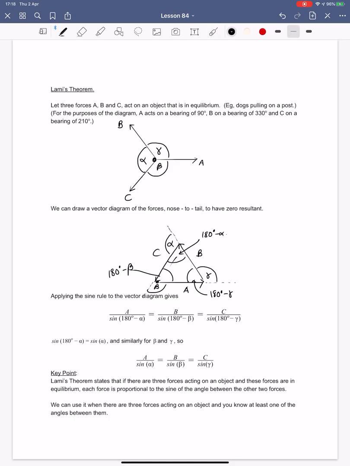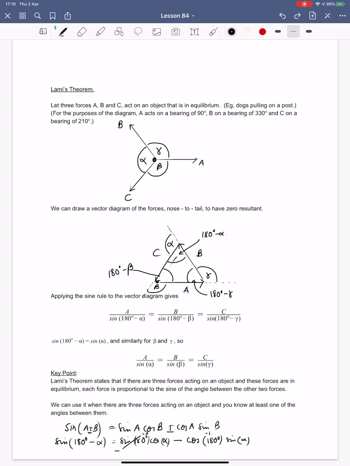Now if you remember, sine of A plus B is sine A cos B plus cos A sine B. And if it's a minus there, it's a minus there. So we've got sine of 180 degrees minus alpha. Our A is 180 and our B is alpha. So it's sine 180 cos alpha minus cos 180 sine alpha. Now sine of 180 is 0, so that makes that 0.